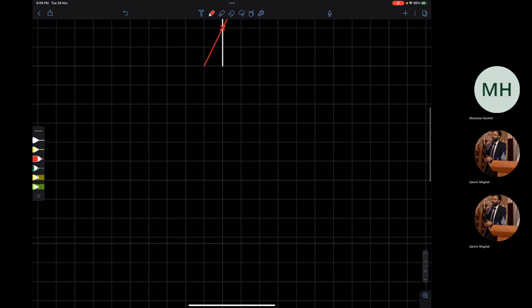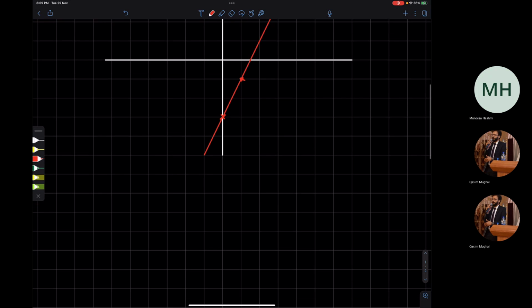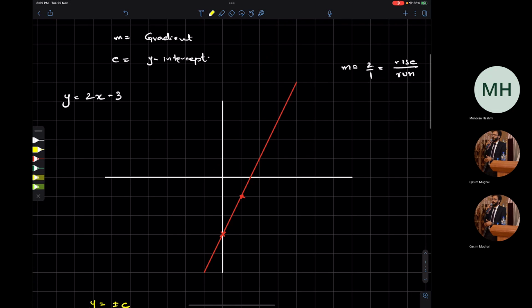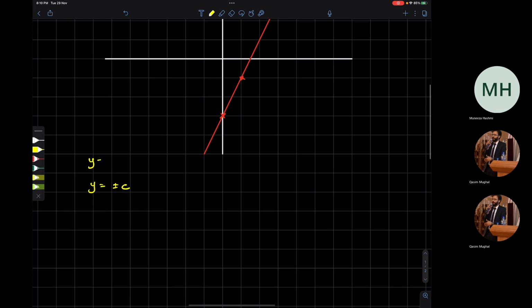Okay. y equals plus minus c. Now the difference from y equals mx plus c: over here, I have two variables, y and x. So whenever you have two variables, the line is either going to rise from left to right or fall from left to right, depending on the gradient. So if m is positive, the line is going to rise, and if m is negative, the line is going to fall. So this is what you will have if you have this two variable equation.